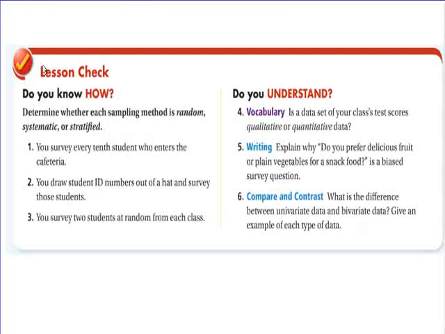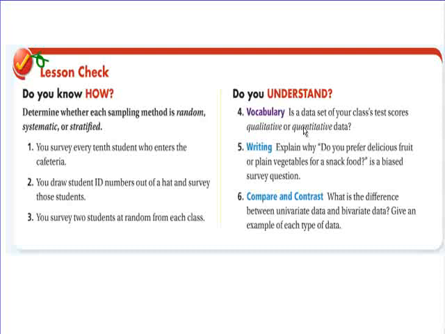Alright, just a quick lesson check here. We want to go through these 6 questions. Make sure you bring your answers into class. So first, we're talking about determine whether each sampling method is random, systematic, or stratified. Remember, these go in higher sophistication as we go, so make sure you have those.